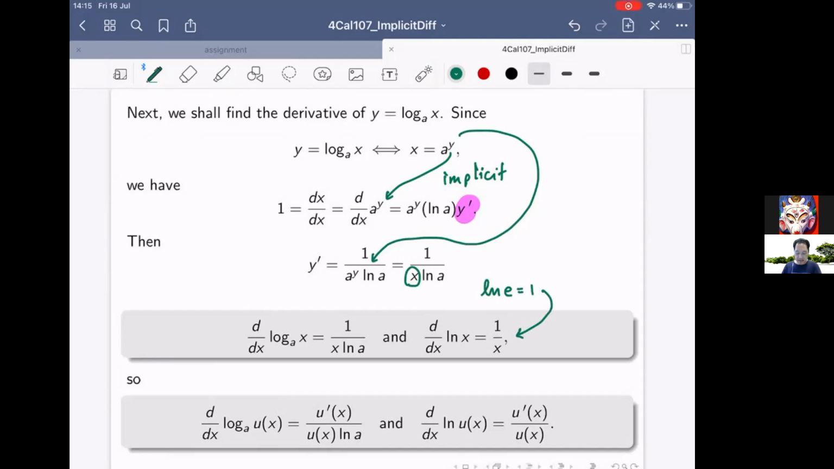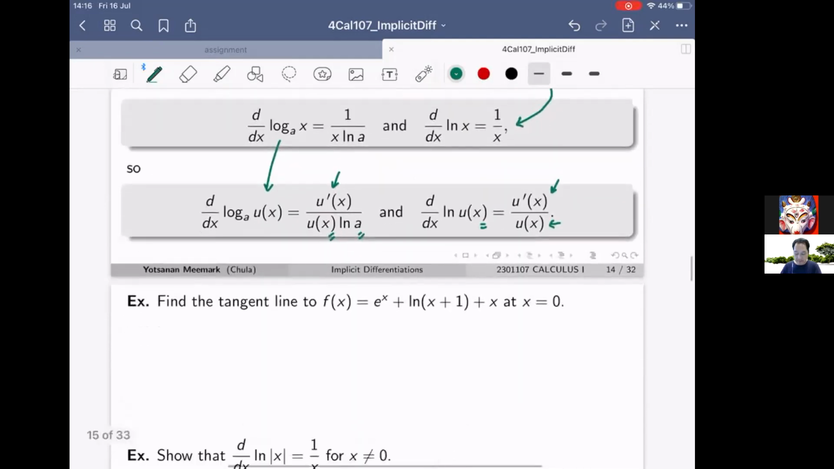As I told you, if we attach it with the chain rule, we can see that the derivative of log of u base a is 1 over u log of a, and then du by dx. And if you have the derivative of log of u base e, you have 1 over u, and then the derivative of u with respect to x. Just like that, simply.